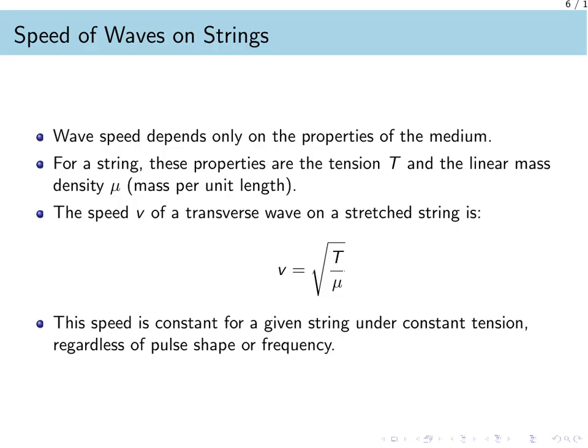A critical principle of linear mechanical waves is that the wave speed depends only on the physical properties of the medium. For a stretched string, these properties are the tension and the linear mass density, which is the mass per unit length. The speed of a transverse wave is mathematically defined as the square root of the tension divided by the linear mass density. An important takeaway is that this speed remains constant for a specific string under a set tension. It does not matter what shape the pulse is or what frequency is used. The medium's properties alone dictate how fast the wave moves.